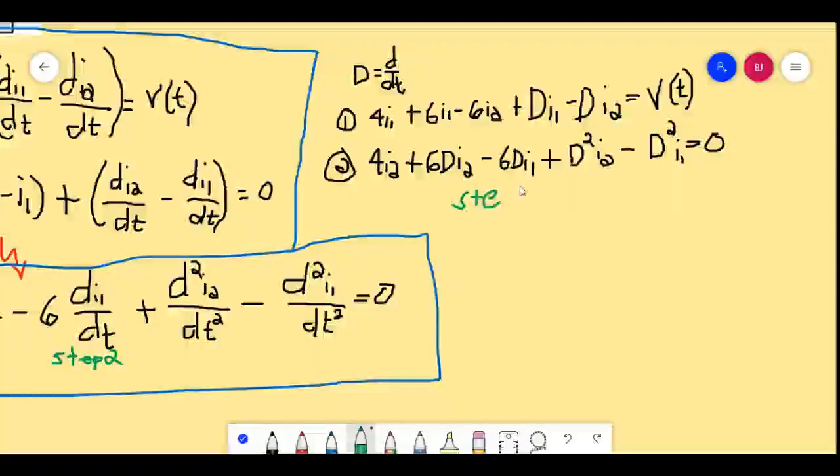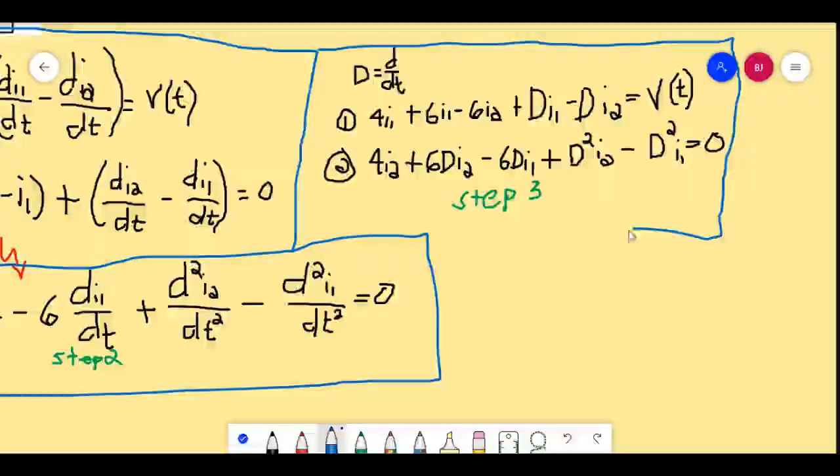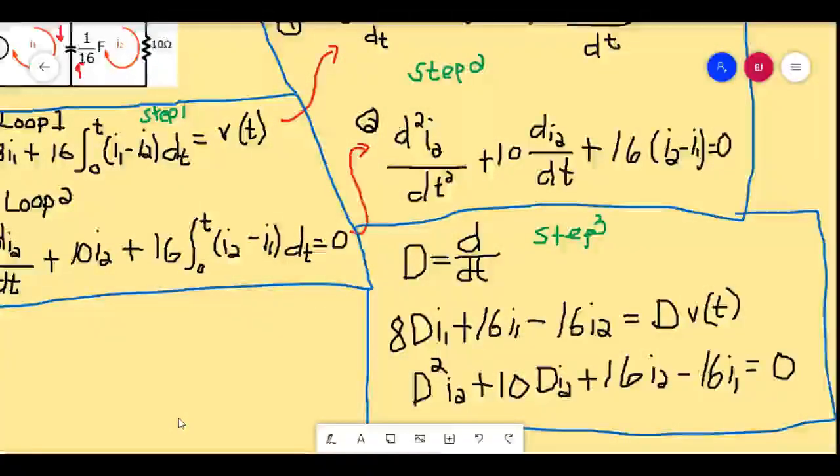So we're done with our step number 3, in which we're trying to simplify the differential equations, or the solution for the differential equations, by letting d equal to d over dt. Now let's take a look at the fourth step and apply it to our first example.